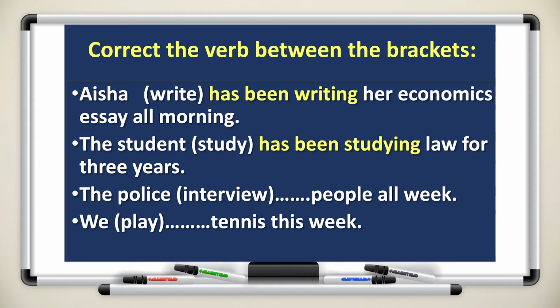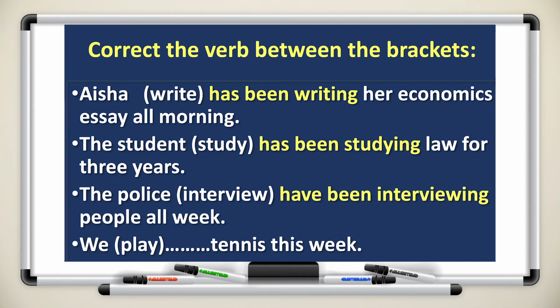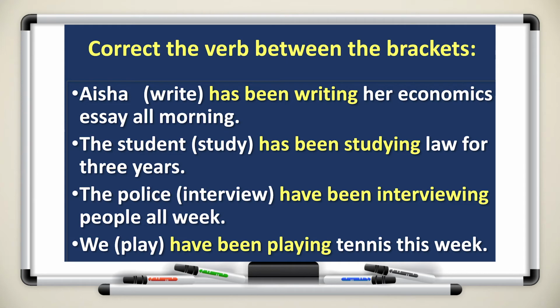Excellent. Look at the next one. The police interview people all week. Now, do we consider police singular or plural? What do you think? Obviously, the police is in the plural form, so we'll use the police have been interviewing people all week. Excellent. And the final question we have here, we played tennis for 2 hours. What do we say? Time period and we in the plural form, so we'll say we have been playing tennis for 2 hours. Excellent. I'm sure you got them all correct.